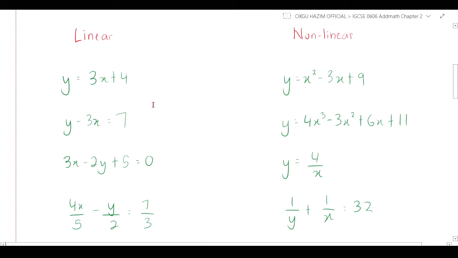What is an example of a non-linear equation? The power of the variable makes it quadratic, for example y equals x squared. That is a quadratic. The second example is y equals 4x cubed. This is a cubic equation, so straight away it is not linear. Then y equals 4 over x is a reciprocal. And 1 over y plus 1 over x is also not linear. So straight away you can understand how the difference looks.